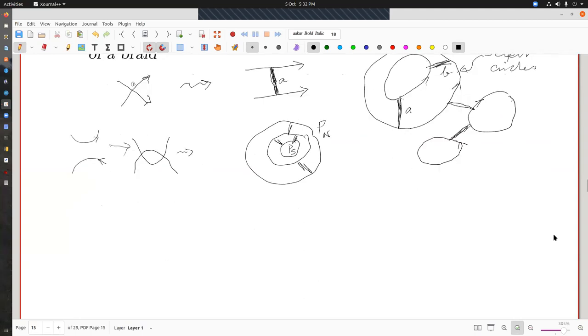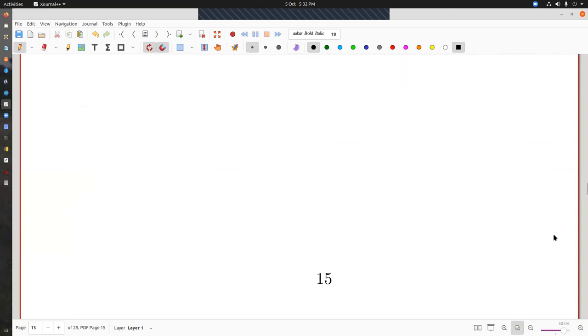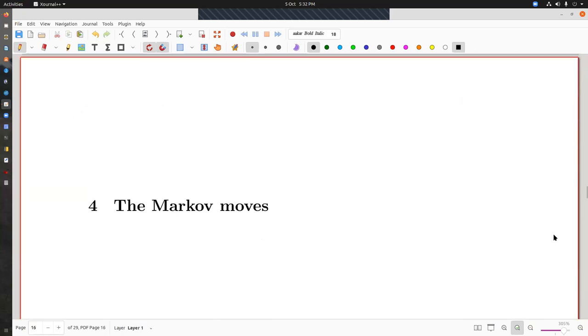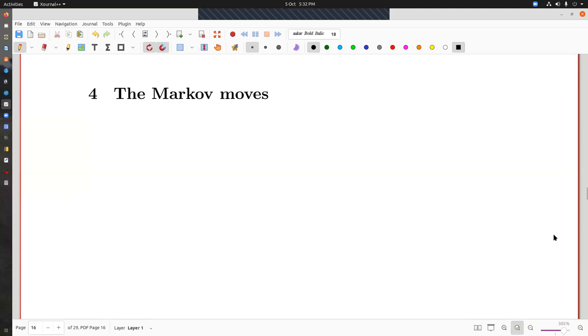Now, what about the Markov theory, or the Markov theorem, the Markov moves? Well, remember that they are, well, you take a braid beta, and then you go to, or come back from, this situation where you have this braid here, and now you introduce another crossing up here, okay? And that might be called stabilization.